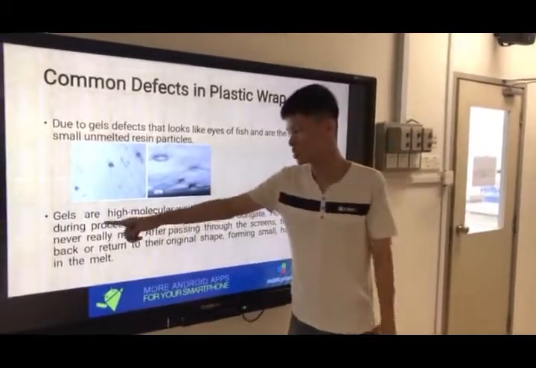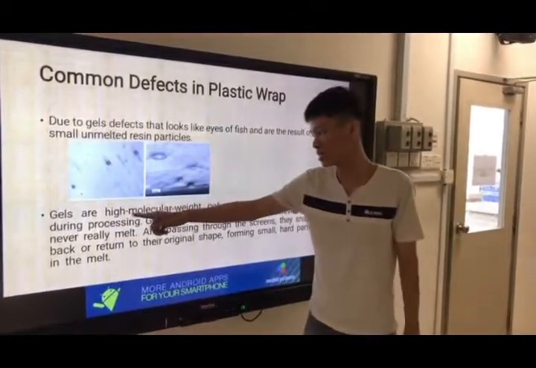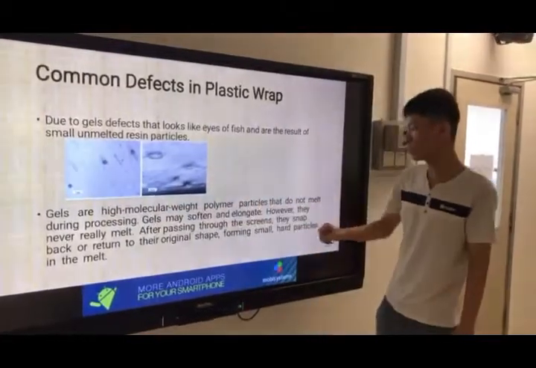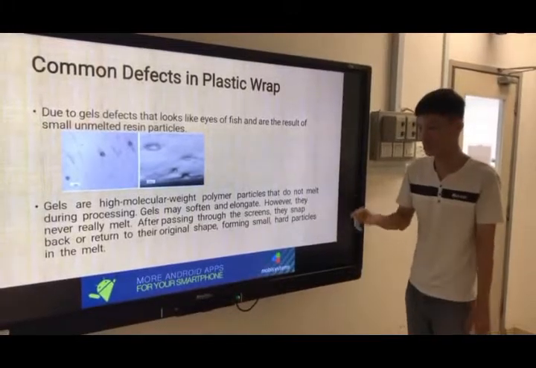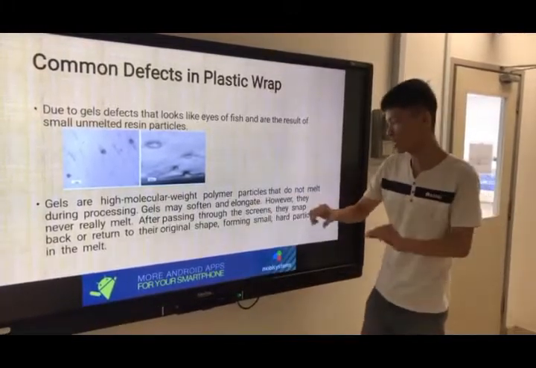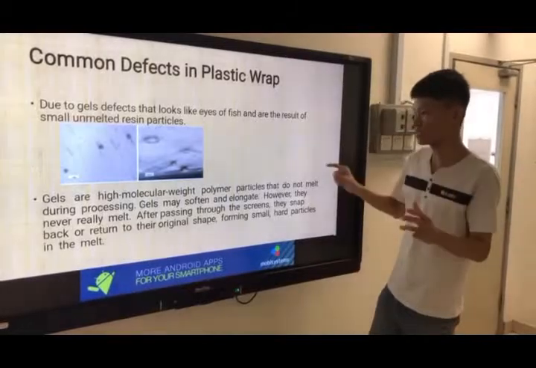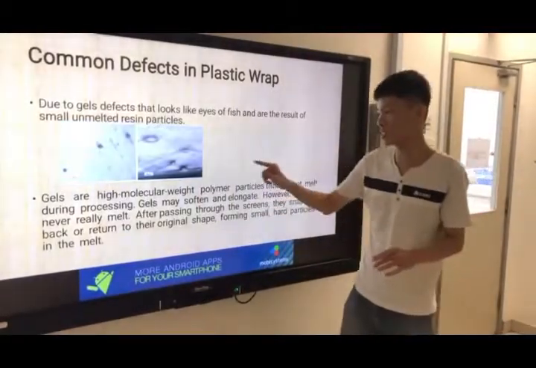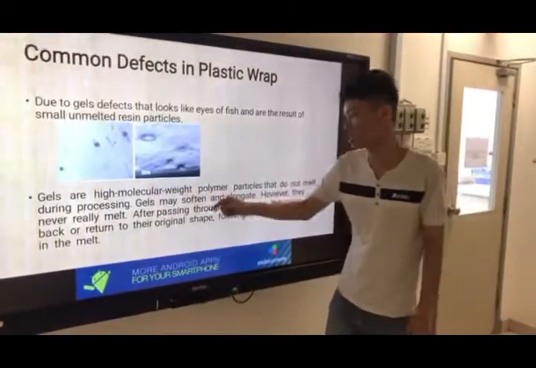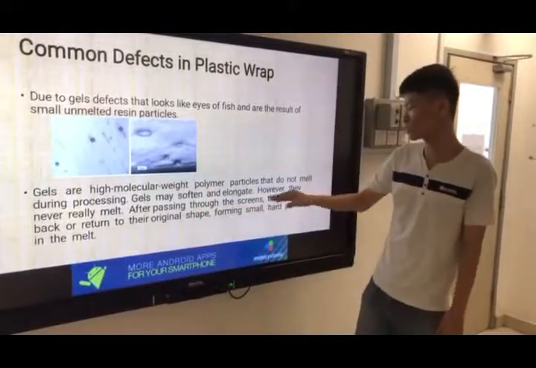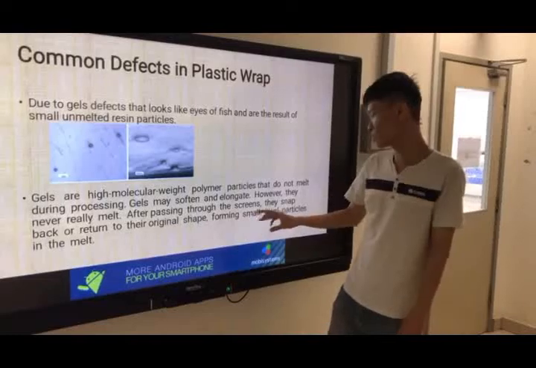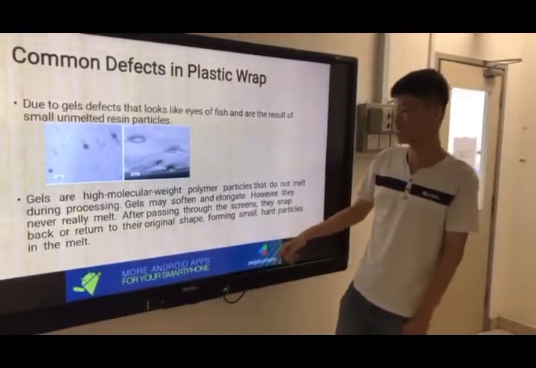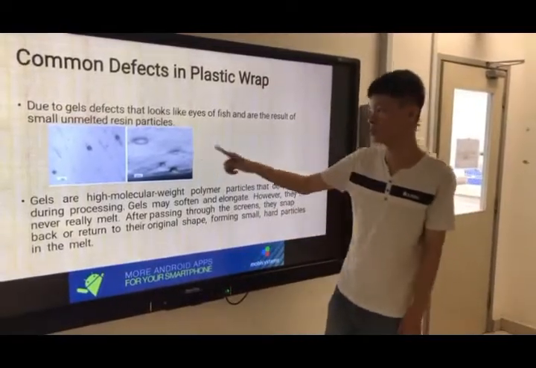Gels are high molecular weight polymer particles that do not melt during the processing. They may soften and elongate, but they don't really melt because they have high molecular weight. After passing through the screen, they snap back or return to their original shape, forming small hard particles in the melt. This is what happens when they come out.